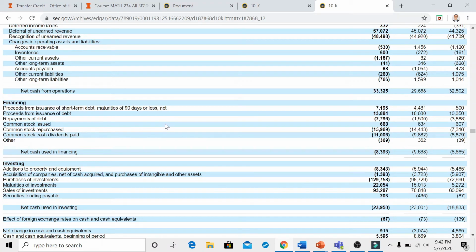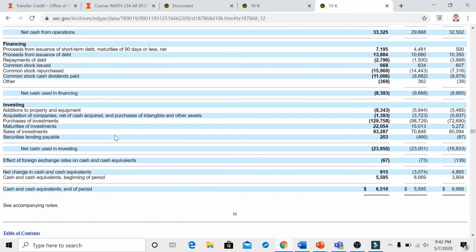Our financing activities, there's the proceeds from the issuance of debt, issuance of short-term debt, repayment of debt, common stock issuances, repurchases. We just kind of cover those. And then lastly, our investing activities, the additions to property and equipment, acquisitions, purchasing of investments, maturities of investments, sales of investments. And again, they're going to be different based on the company, but they are all in these generalized categories. So I definitely recommend you keep looking at these, and we'll just kind of get on to the last point.